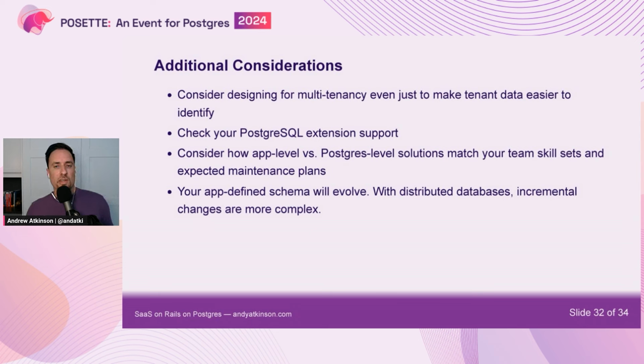So some additional considerations here. Consider designing for multi-tenancy, even just to make identifying your tenant data easier, because in my experience, that gives you a lot of flexibility to move data around, copy data, that sort of thing. Depending on how you're hosting Postgres, check for its extension support. If you wanted to use Citus, it would need to be a supported extension. And then consider app level and Postgres level solutions and how they match the skills on your current team and the maintenance plans your team would have, or how you might acquire those skills outside your team.